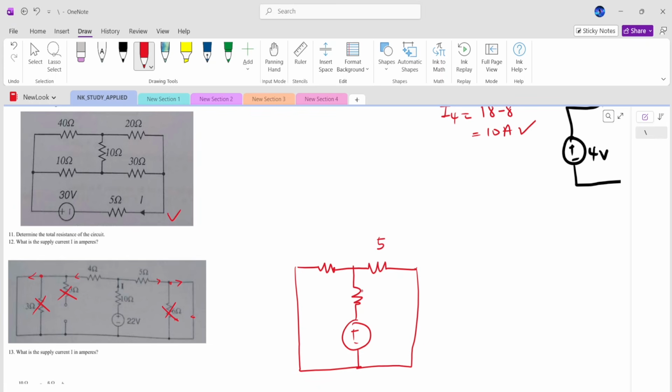This is 5, this is 10, this is I, this is 4, right? And we have 22 volts. We want to find this current I, right? For us to do that, we have to find the total resistance in the circuit. And this question has become very easy, right? So we know 5 and 4 are in parallel, right? And it will be in series with 10. So total R is what?